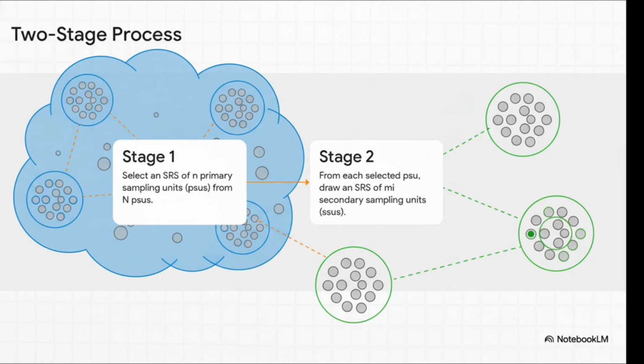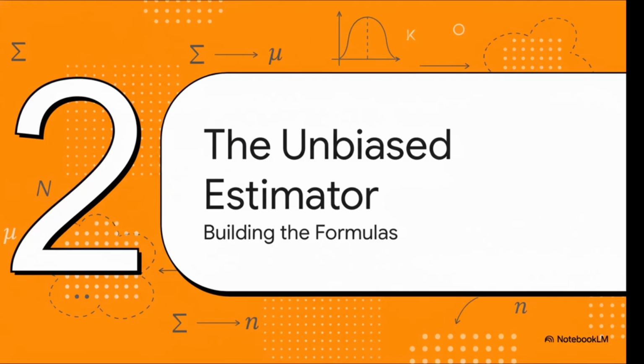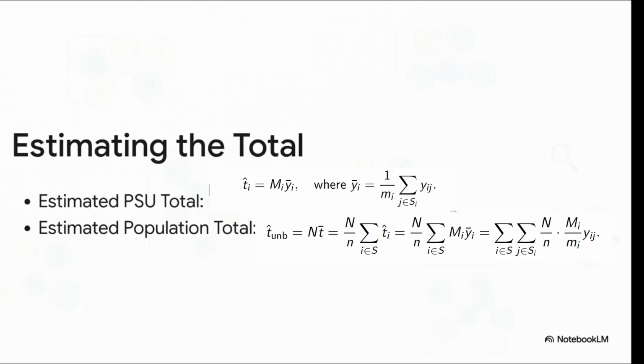Simple as that. Okay, so we've got the how. Now let's get into the math and talk about how we actually estimate things like the population total or the mean. Our first tool for the job is called the unbiased estimator, and we're going to build its formulas from the ground up. Right, so first big question, how do we estimate the total? The challenge is that we didn't measure every single element, so we don't actually know the true total for the clusters we picked. We have to estimate it.